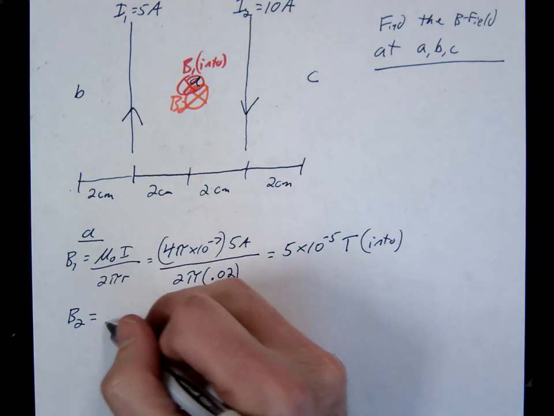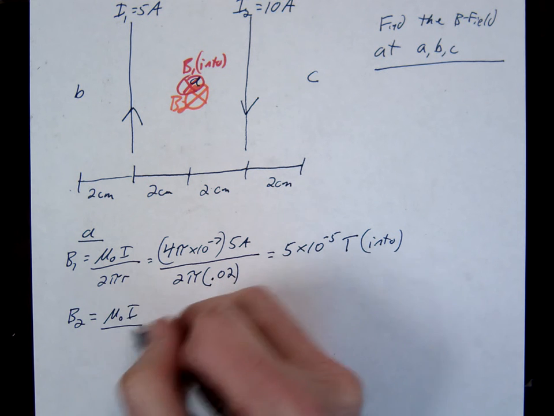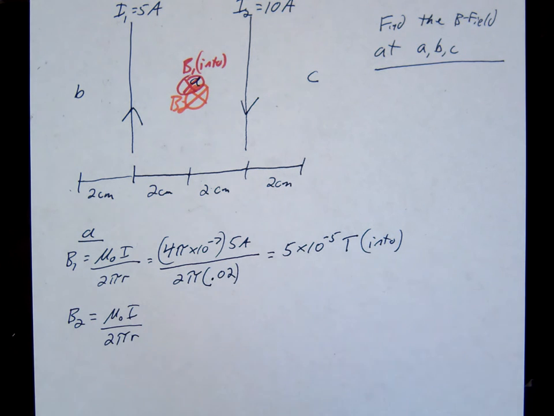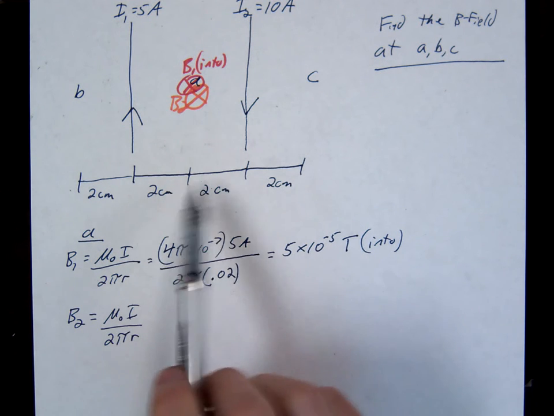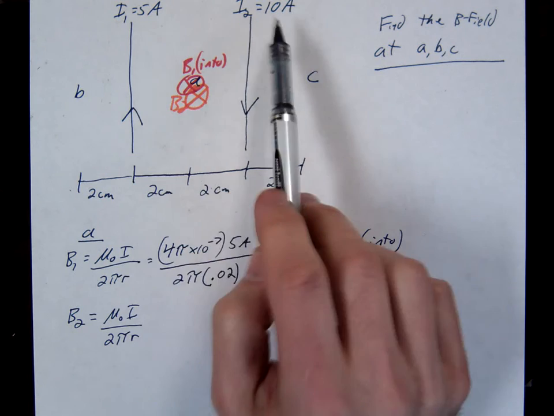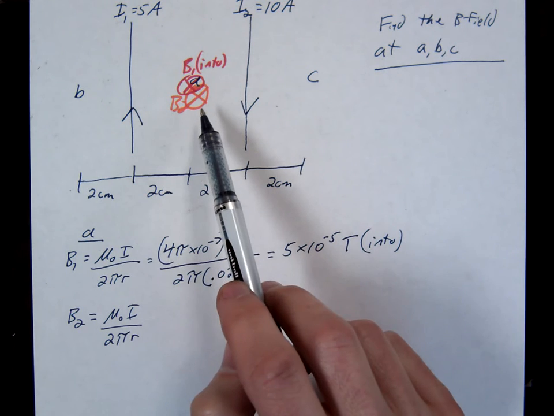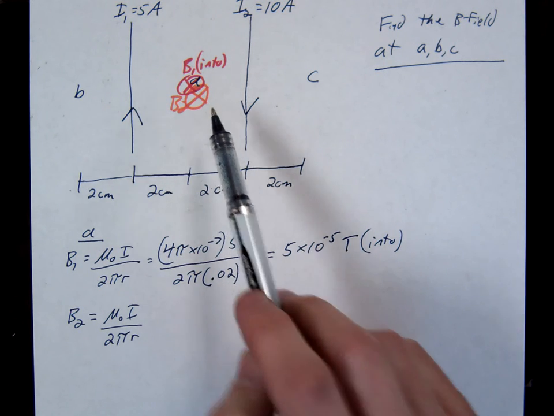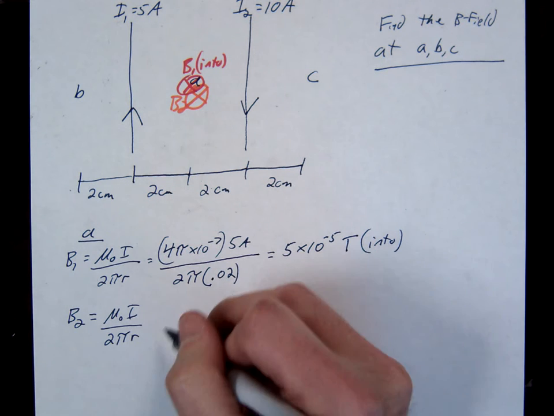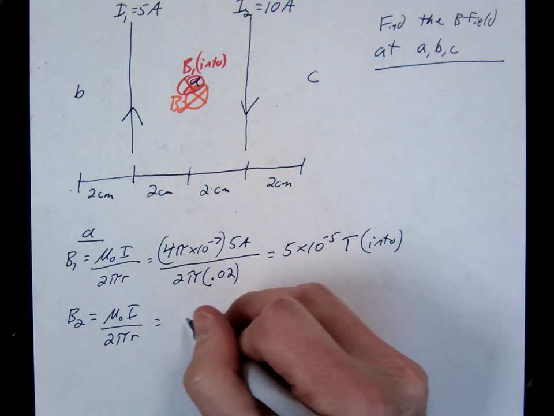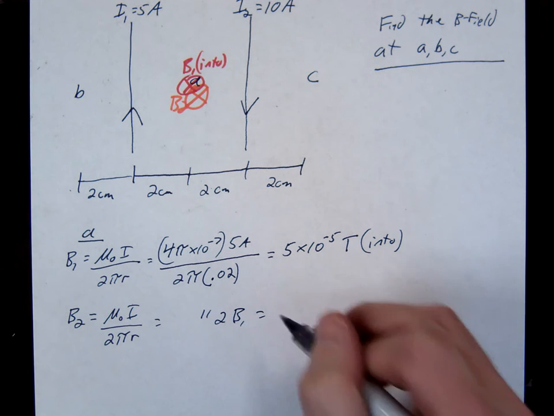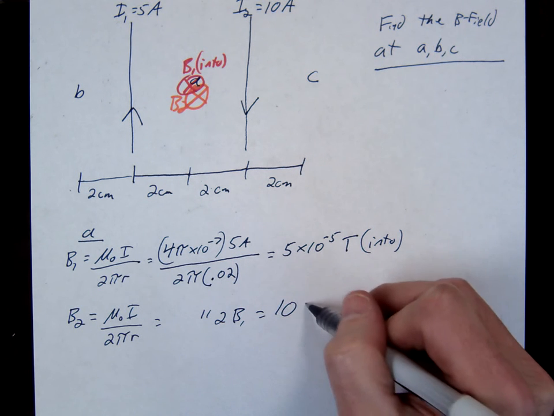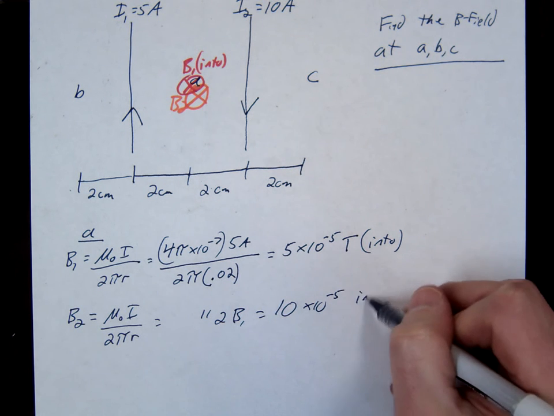Now for B2, if I was giving you weird numbers, you'd want to just go ahead and calculate this again: mu naught I over 2 pi r. Now I did give you nice numbers. The distance is the same, but the current is doubled. Therefore, what should happen to the B field? It should be doubled, right? You could plug in the numbers if you wanted to. I'm just going to say it's 2 times B1. So this should be 10 times 10 to the negative 5th. This one was also into.